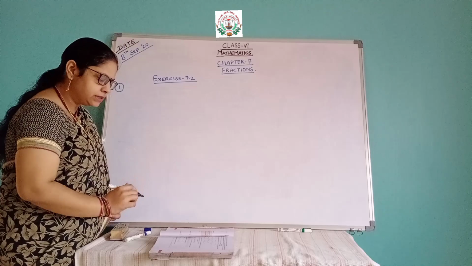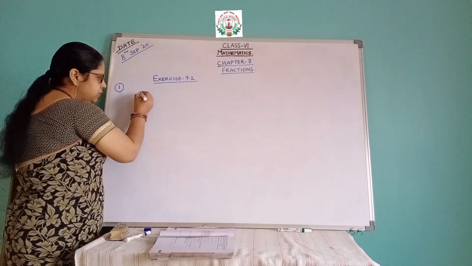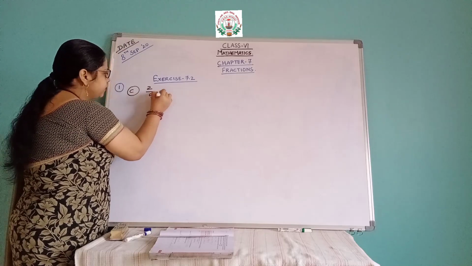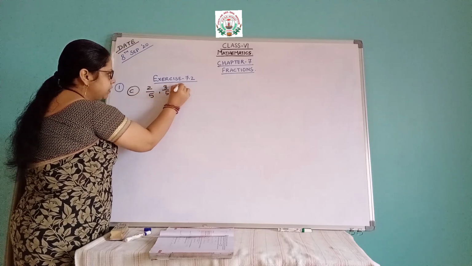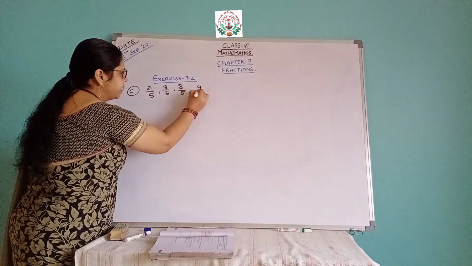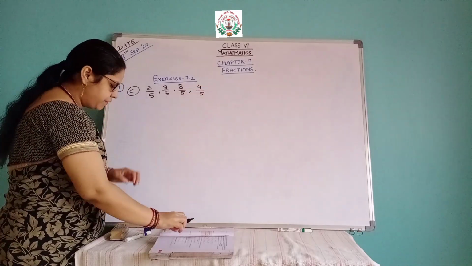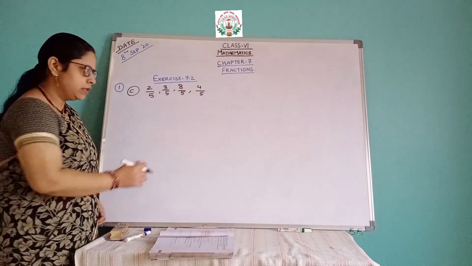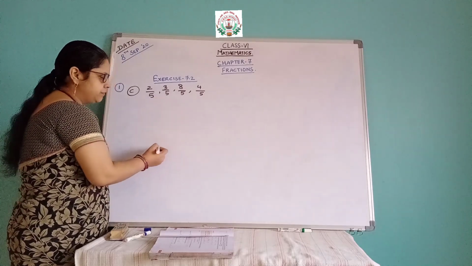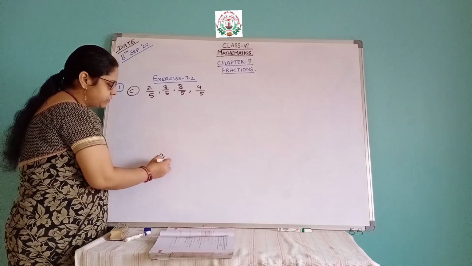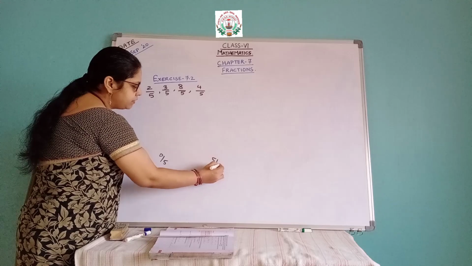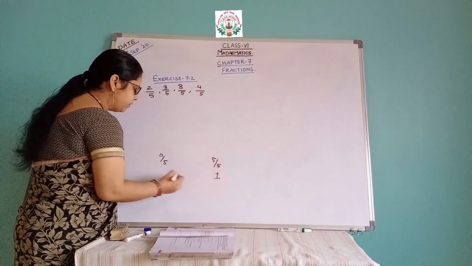First you try to understand, then we will make this. The question is 2 by 5, 3 by 5, 8 by 5 and 4 by 5. Okay, first you try to understand, then we will mark it on the number line. If you are making 5 equal divisions, then the first division will be 0 by 5 and the last division will be 5 by 5, for making 1.